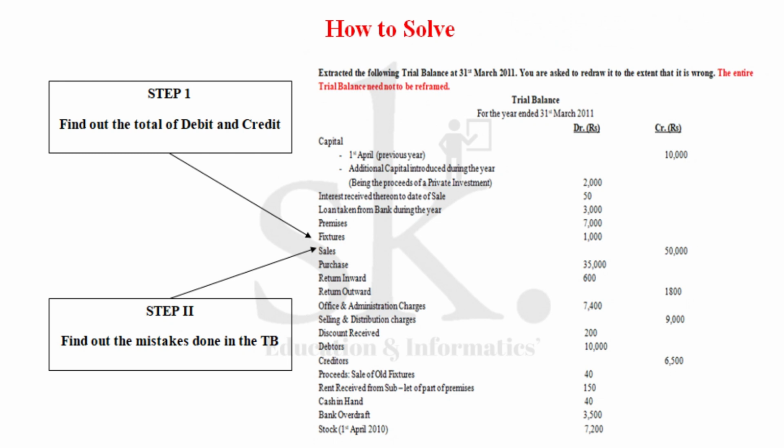Now, in order to solve such kind of a problem, we need to follow two steps. So how to solve such kind of a problem? Step 1 is to find out the total of debit and credit which has been given in this particular problem. Since there are certain wrong ledger account postings in the trial balance with reference to debit and credit, your trial balance will not tally, so you will have a different debit and a different credit total. Step 2 is to find out the mistakes which have been made by the accountant while preparing this particular trial balance. So let's understand step 1.